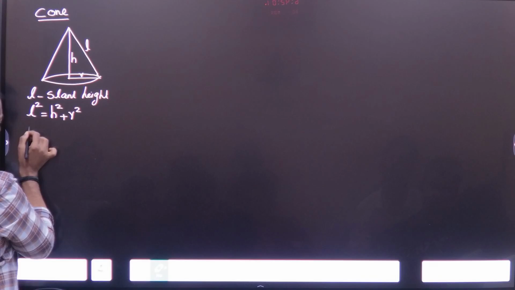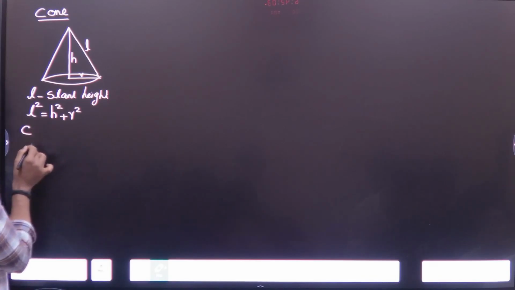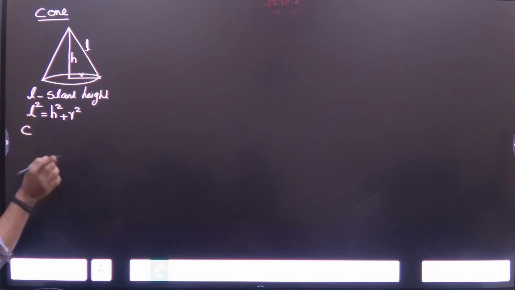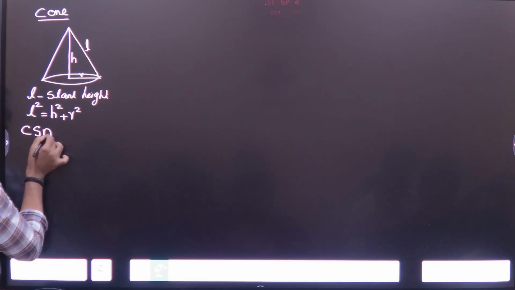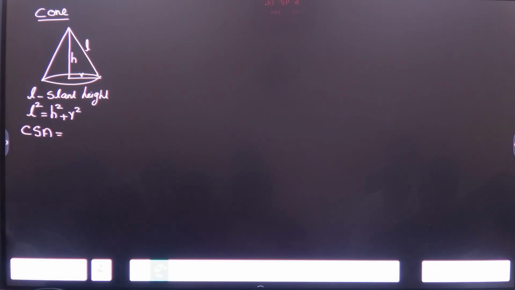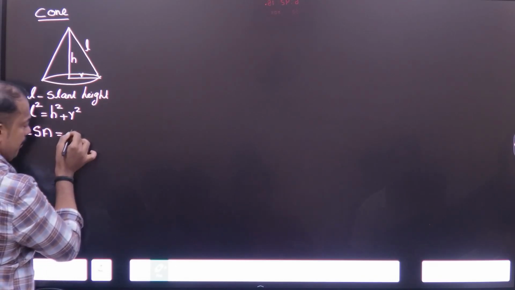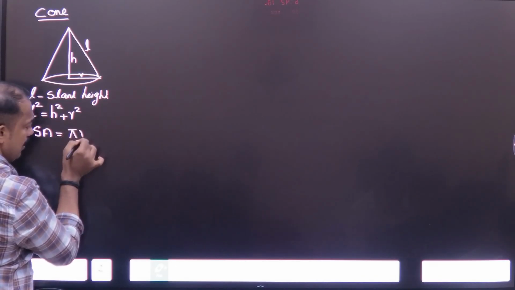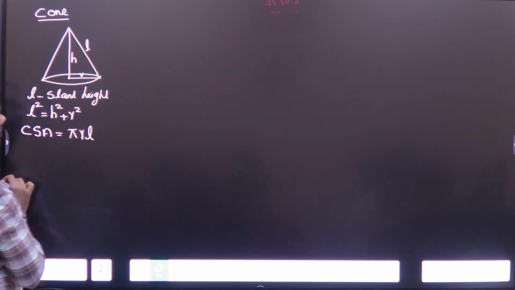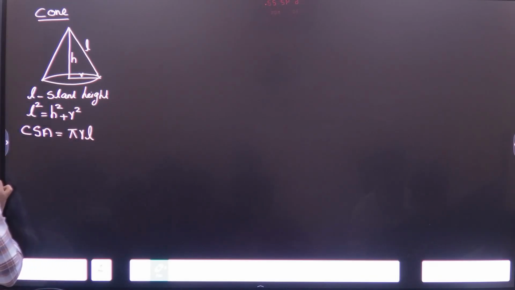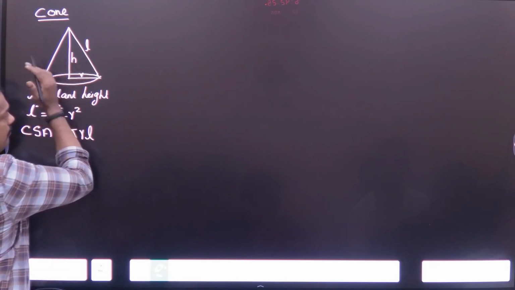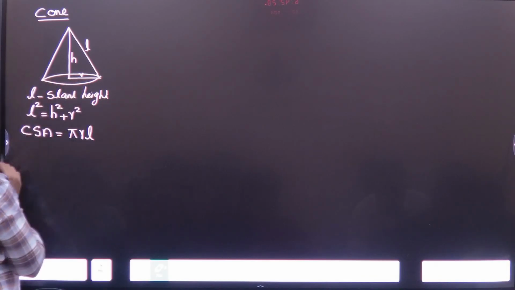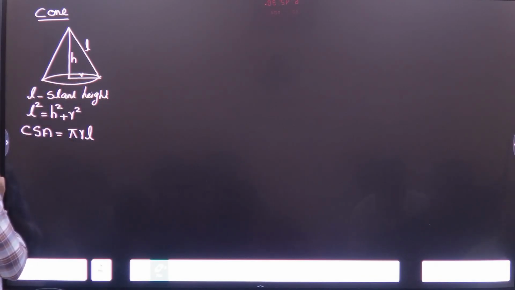What is CSA? We can also derive this formula by using a semicircle. Semicircular plate से derive कर सकते हैं, मैं अभी directly लिख देता हूं. CSA is equal to, what is the formula? Pi r l. Curved surface area of the cone is pi r l.